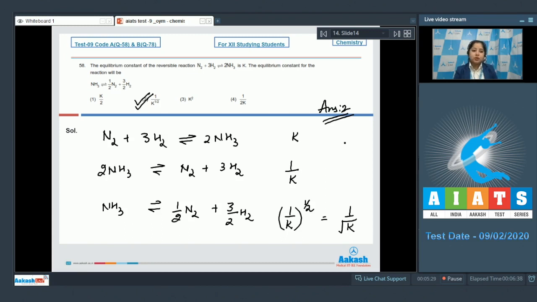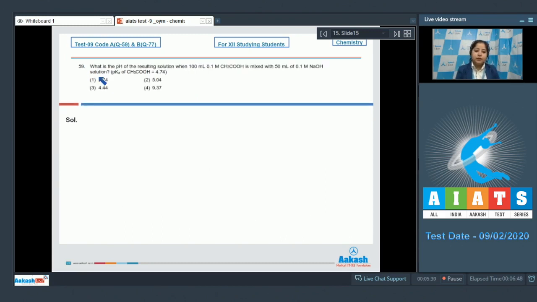Moving to the next question, students, which is 59. Let's read the question. What is the pH of the resulting solution when 100 ml 0.1 molar CH3COOH is mixed with 50 ml of 0.1 molar NaOH solution? Here the value of pKa of acetic acid, that is CH3COOH, is given, which is 4.74.